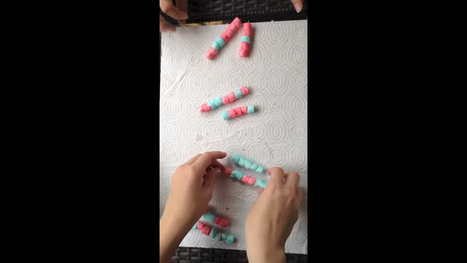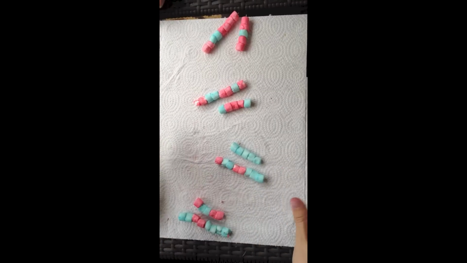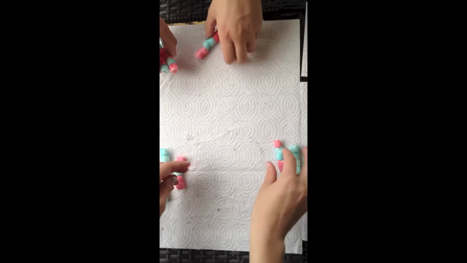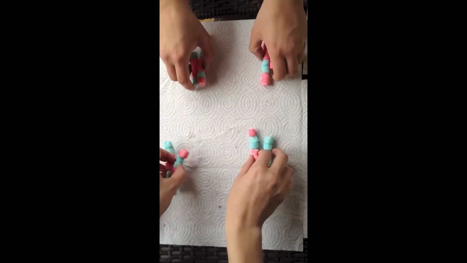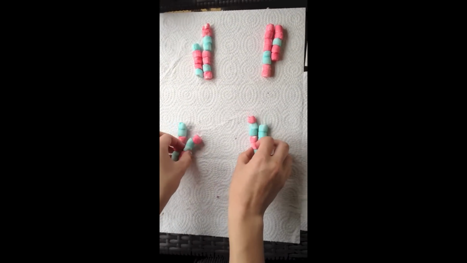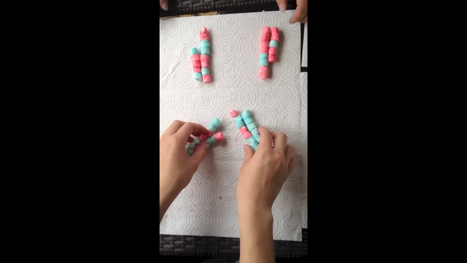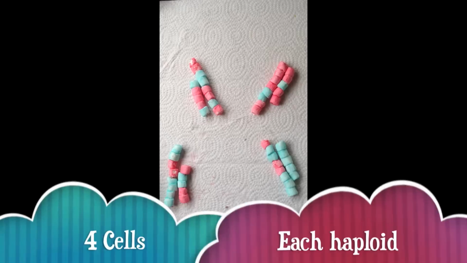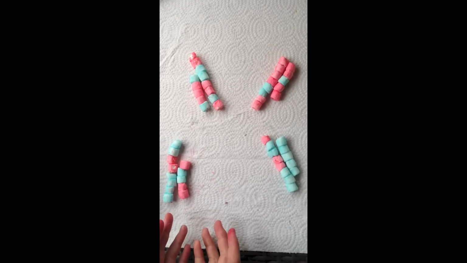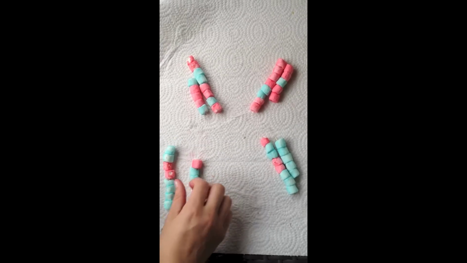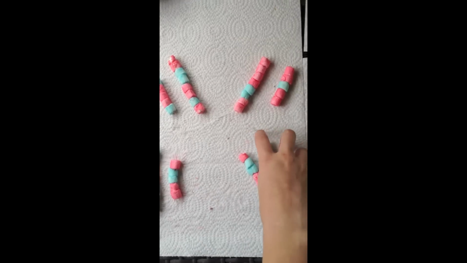The next step is cytokinesis. So this is when the cytoplasm pinches apart and creates 4 genetically different haploid 1N gamete cells. So now you can see that we have 4 1N genetically different haploid cells, each with 2 chromosomes, and that is how gametes are formed.